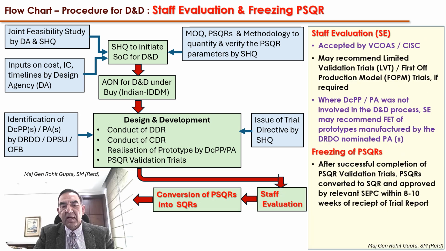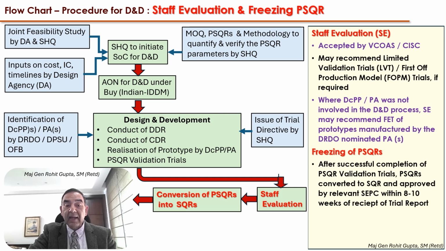Based on the trials that have been carried out, a staff evaluation is carried out by SHQ, and this staff evaluation is accepted by the vice chief concerned or the equivalent of the service headquarters, or the CISC of the headquarter IDS. Now, the staff evaluation may also recommend limited validation trials, what is known as the first of production model trials, if required, that is, if it has not been able to achieve the complete requirements.